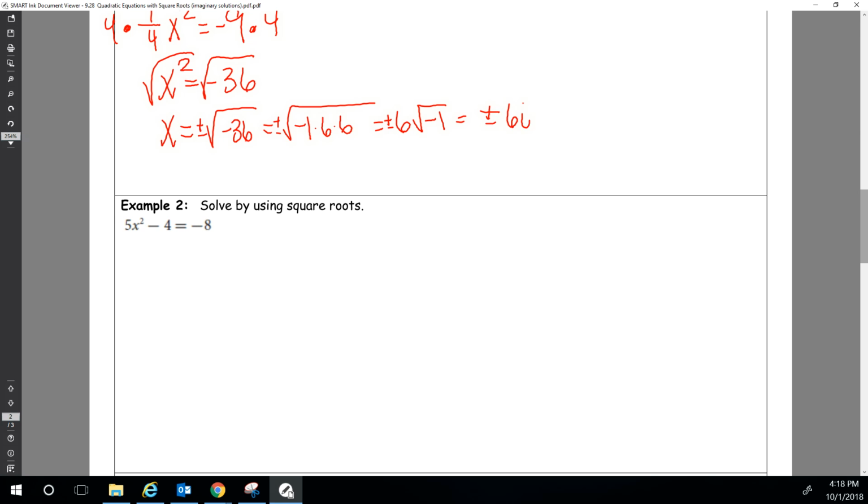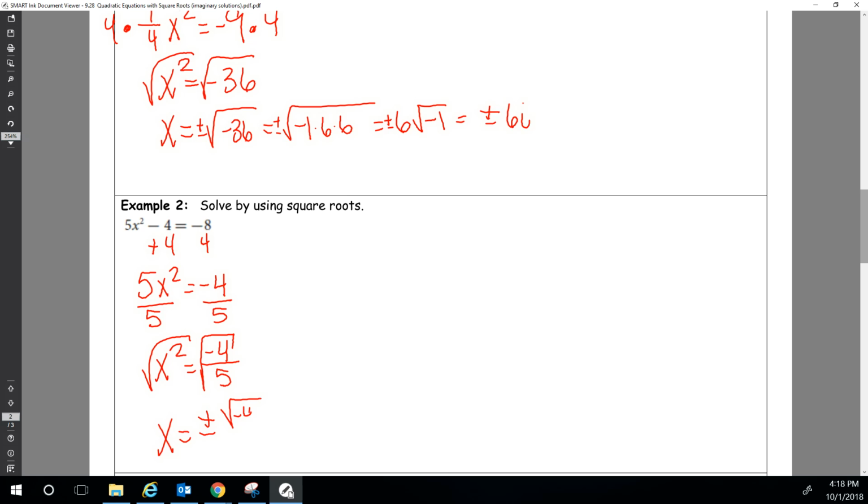For example number 2, first we're going to add 4. We're trying to get that x squared by itself. I get 5x squared is equal to negative 8 plus 4, which is negative 4. Dividing by 5, I get x squared is equal to negative 4/5. And now I want to get rid of the square, so I'm going to take the square root of both sides. X is equal to plus or minus the square root of negative 4 divided by the square root of 5. The square root of negative 4 will be plus or minus 2i over the square root of 5, because the square root of 4 is 2, and the square root of negative 1 is i.